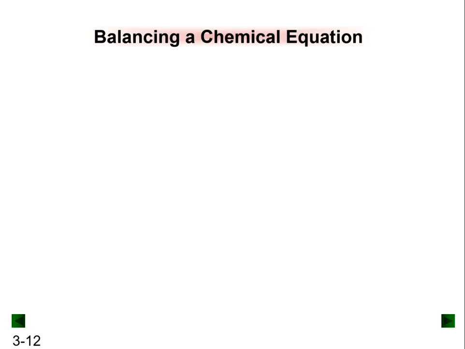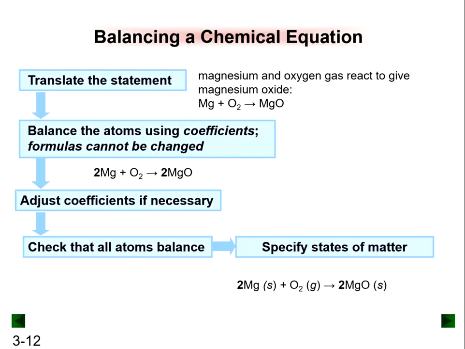Next up, we're going to talk about balancing chemical equations. We looked at this last time. We know how to write out a chemical reaction now. We write reactants on the left, products on the right. And we need to make sure that every atom is accounted for in the reactants and the products. We have to have an equal number of atoms of each type on the reactant and product sides.